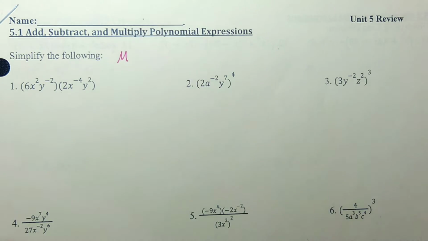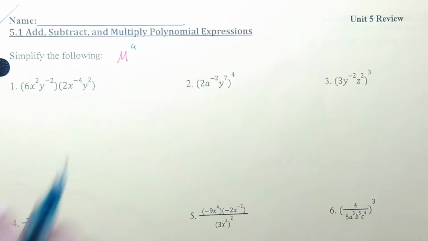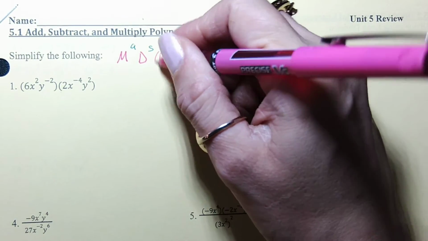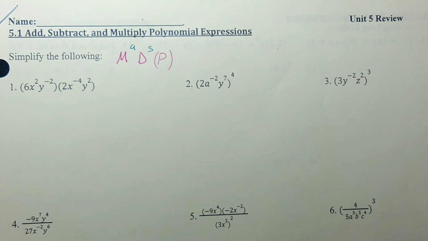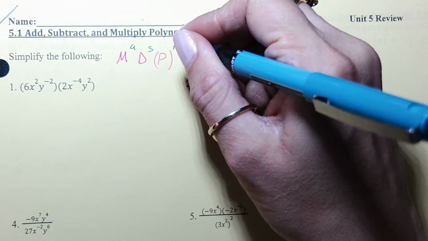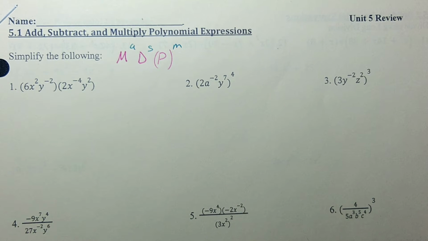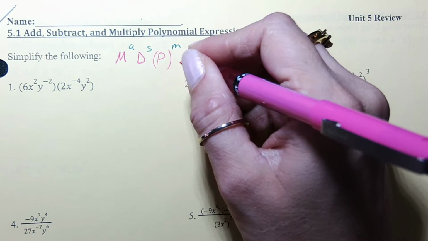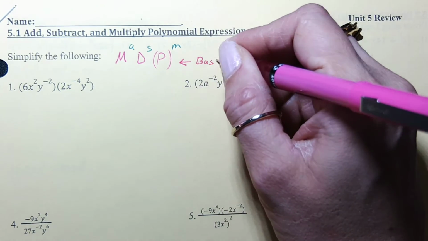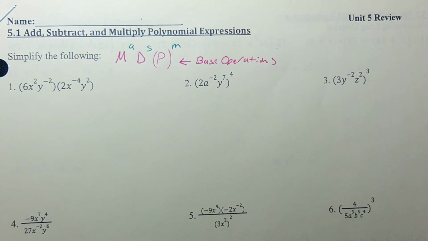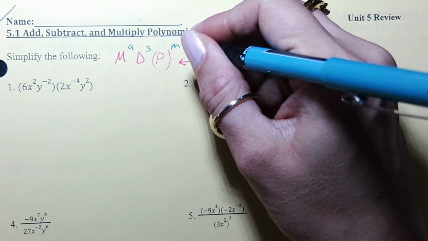So if I'm multiplying bases, we add the exponents. If I'm dividing bases, we subtract. And if I am powering up, which is indicated by parentheses, then we will multiply. So MAD SPAM. We're going to go through a few of these together to practice identifying the base operations and the power operations.